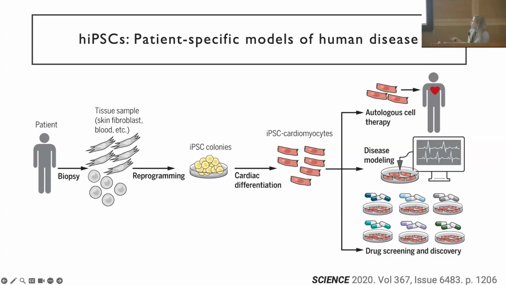And then you can also use them for drug screening and discovery. Just to give you an example, mavacamten was actually modeled in cardiomyocytes derived from iPS cells before coming to market.